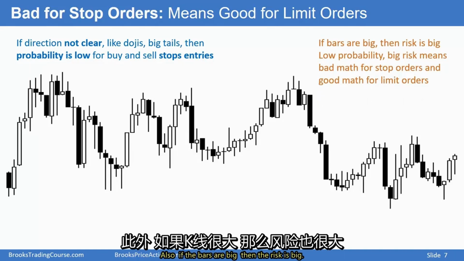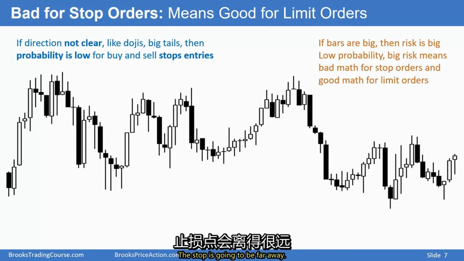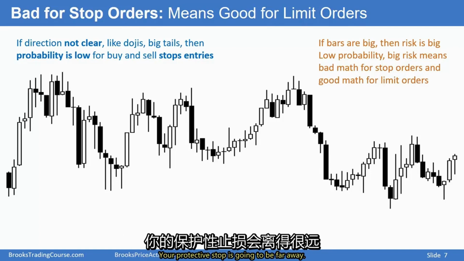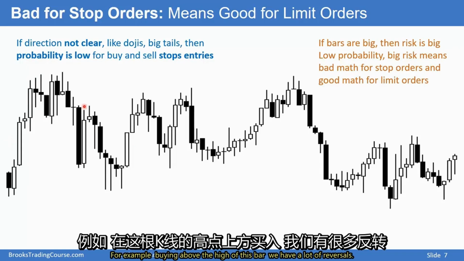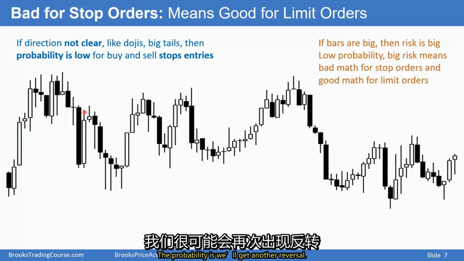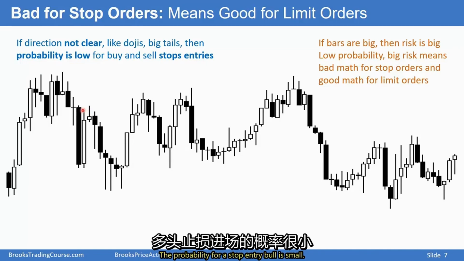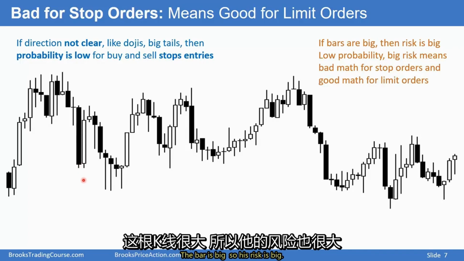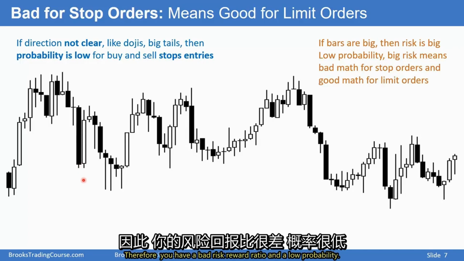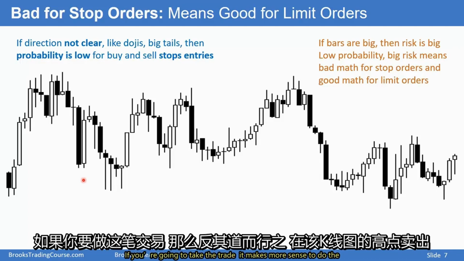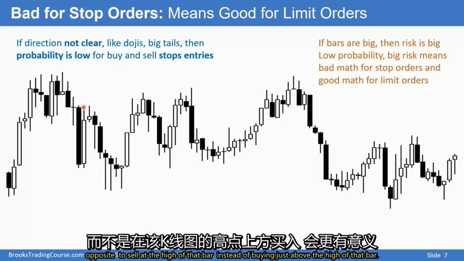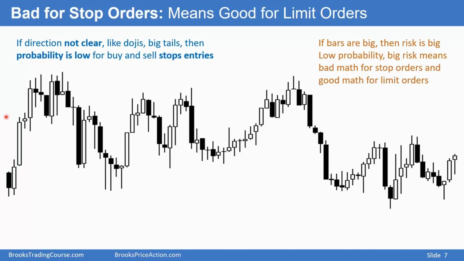Also, if the bars are big, then the risk is big. The stop is going to be far away. Your protective stop is going to be far away. For example, buying above the high of this bar, we have a lot of reversals. The probability is we'll get another reversal. The probability for a stop entry bull is small. The bar is big, so his risk is big. Therefore, you have a bad risk-reward ratio and a low probability. If you're going to take the trade, it makes more sense to do the opposite, to sell at the high of that bar instead of buying just above the high of that bar.